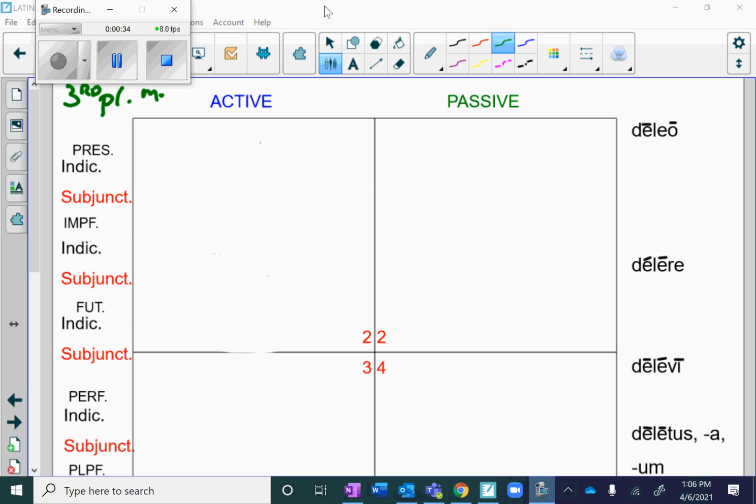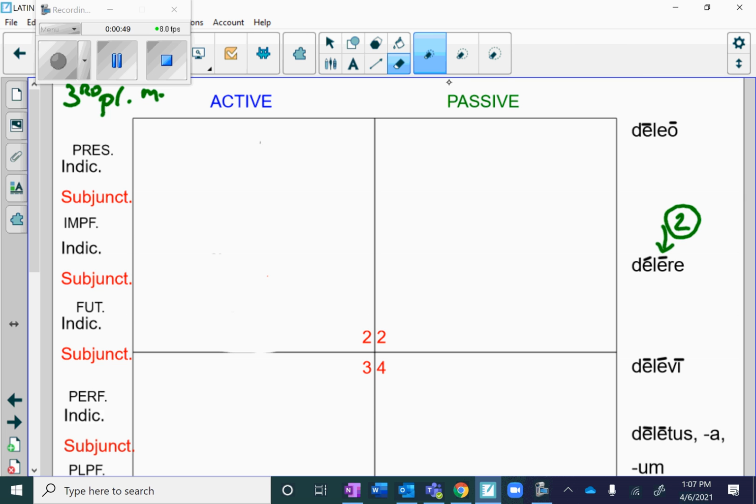The first thing to notice about this, of course, is what conjugation it is. And to determine that, we look at the infinitive. We see the E with the macron, and that tells us that it is second conjugation. Okay? So we're going to start with the present indicative, they destroy.